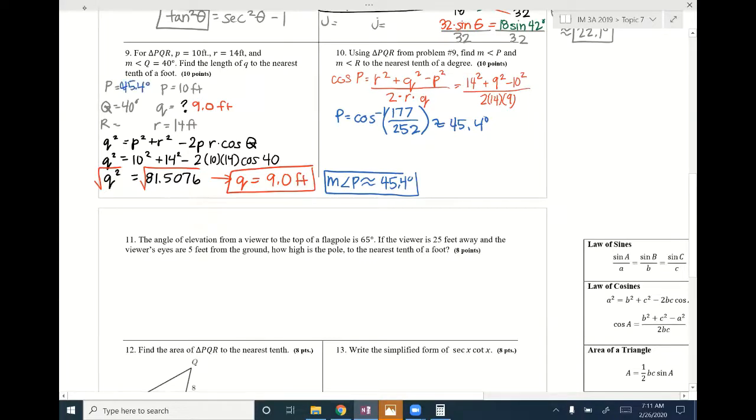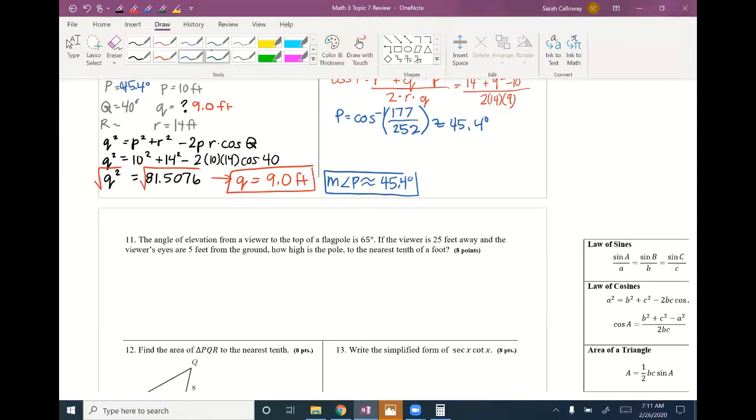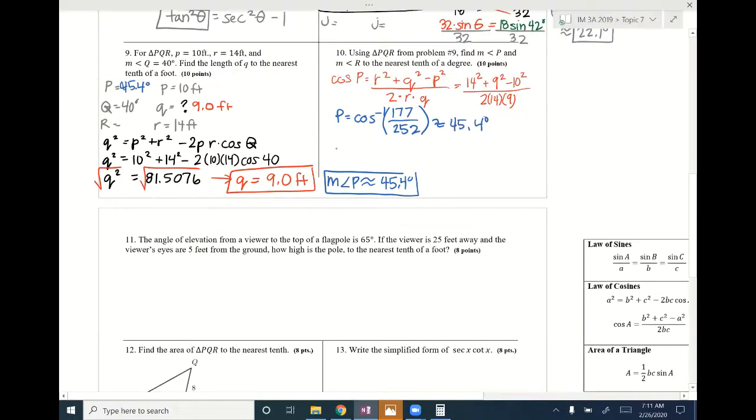Which means that in order to find the last angle, all we have to do is take 180 degrees, because we know all the angles in a triangle add to 180, subtract the 40 degrees, and subtract the 45.4 degrees. And so that's about 94.6. So that means that the measure of angle Q, sorry, not Q, the measure of angle R must be about 94.6 degrees.